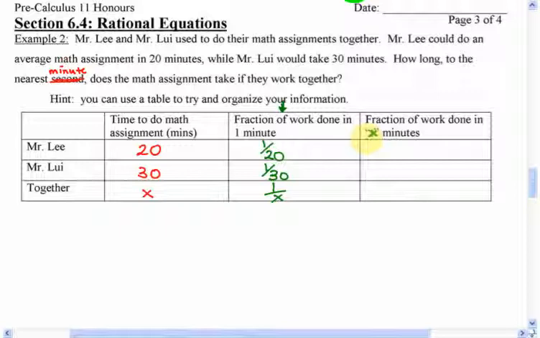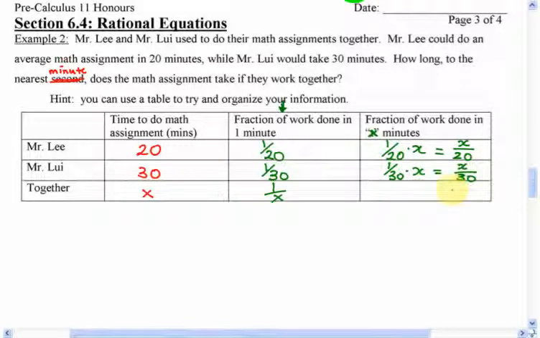X, of course, could be 5, 10, 15, 20. So what would it be for Mr. Lee? Yeah, I heard it. 1 over 20 times x. Or you can say x over 20, right? 1/20th is 1 minute. If I do 5 minutes, that's 5 times as much. I can multiply by 5. How about Mr. Louis then? That'd be 1 over 30 times x, which is just x over 30.